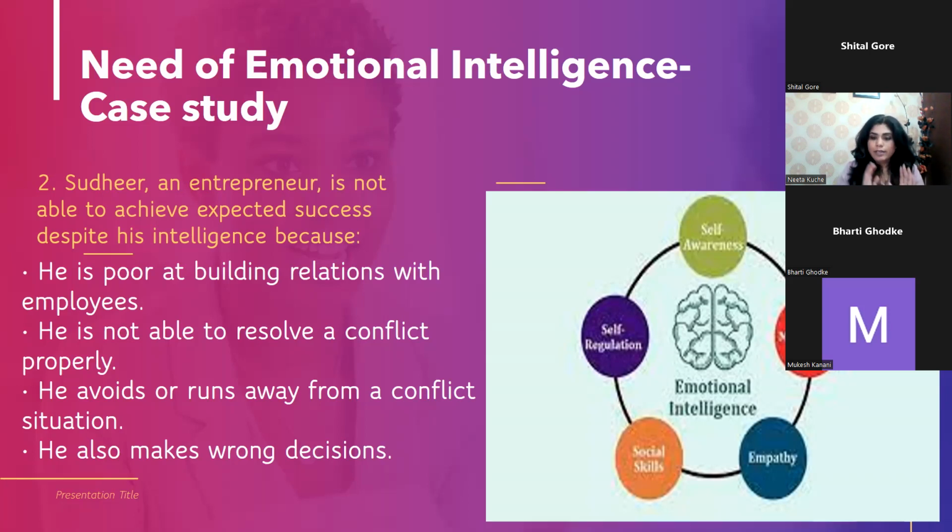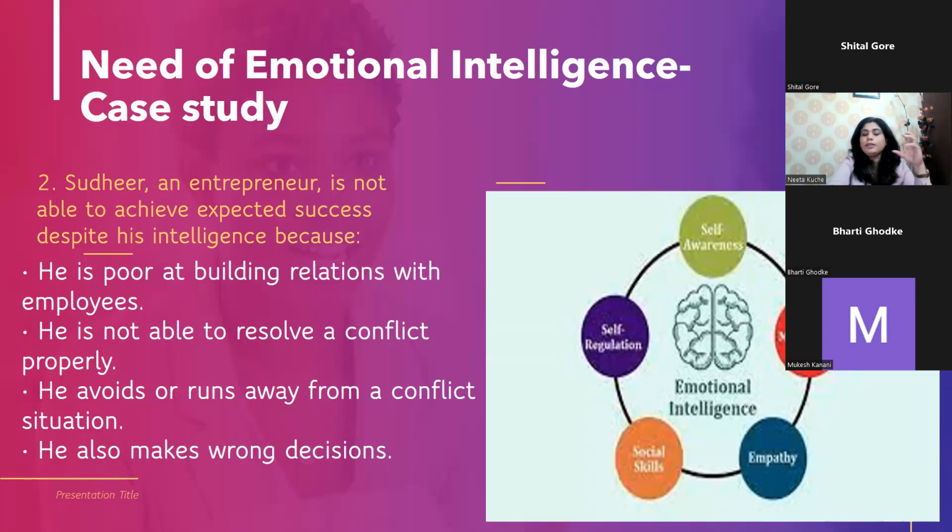So Sudhir is one entrepreneur, and he is very intelligent. He has built a good business empire, and he's doing his business very nicely. The only thing is, whatever kind of targets or expectations he has toward his business success or achievements, he could not achieve that. So what might be the obstacles for him, or what might be the problem he must be facing? So that we have to see. So yeah, this is the case.